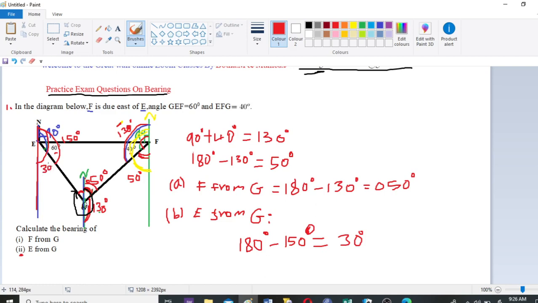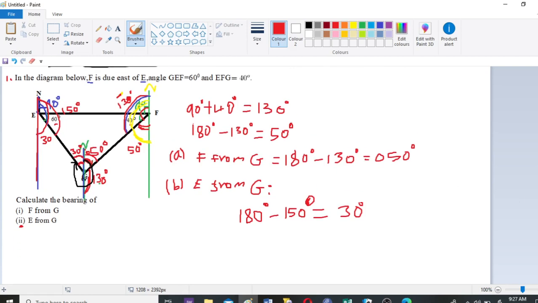This 30 that we have calculated and this angle are alternate interior angles. Those are very important properties of angles formed when a transversal line cuts two parallel lines. So since this is 30 and it is an alternate interior angle with this one, then this one is also 30 degrees. So this angle here is also 30 degrees.